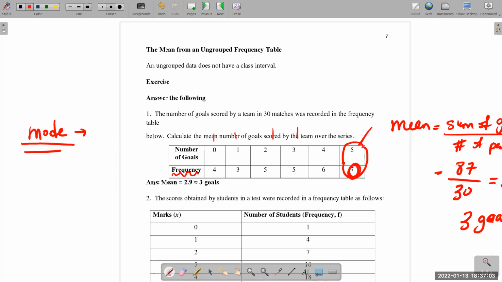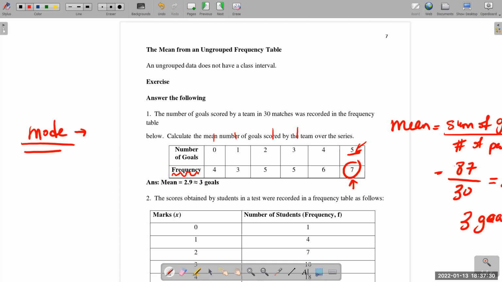So the mode is just 5. That means more people get 5 goals than they get any other number of goals. You see what I'm saying? That's how you're supposed to be thinking, because that's what the mode is asking you for. Which one gives you the most goals? 7 people got 5 goals. That is why 5 is the mode.